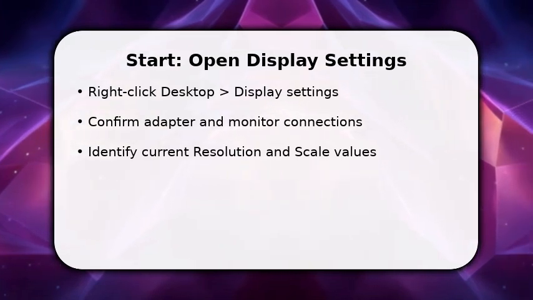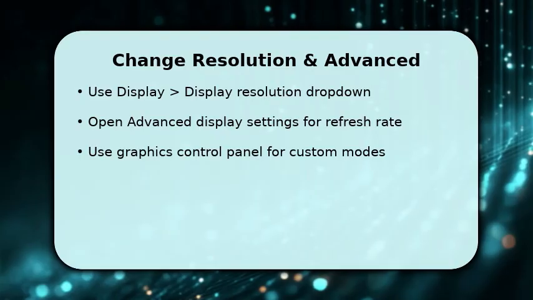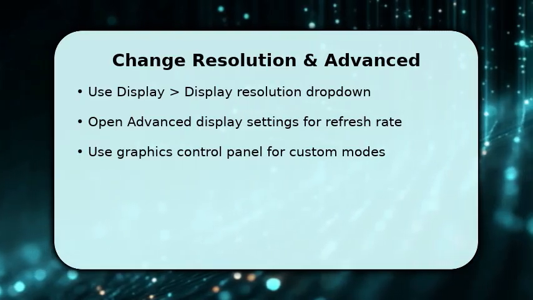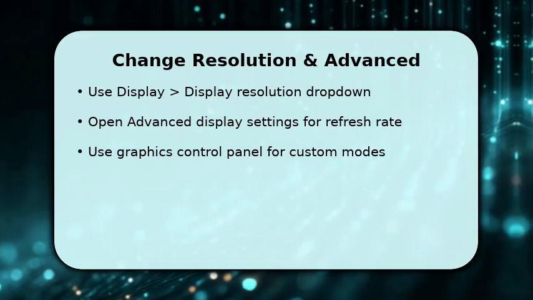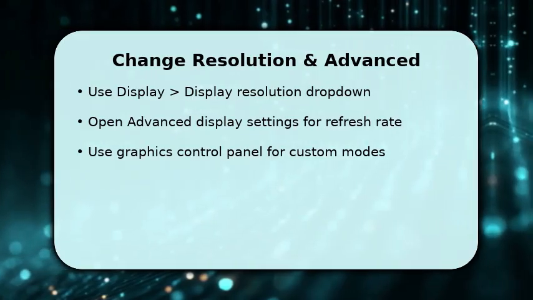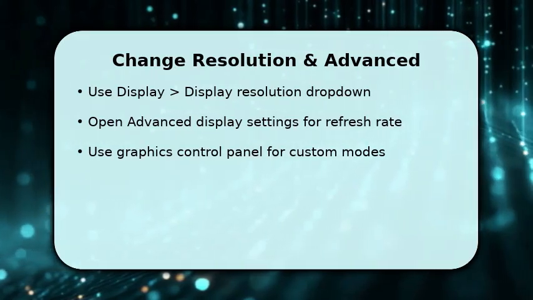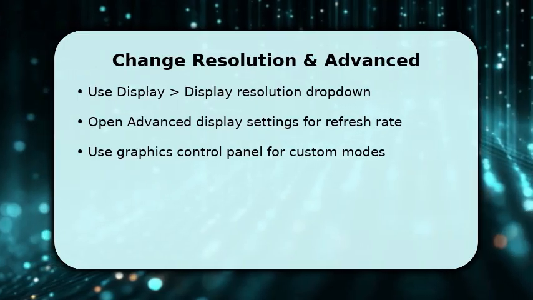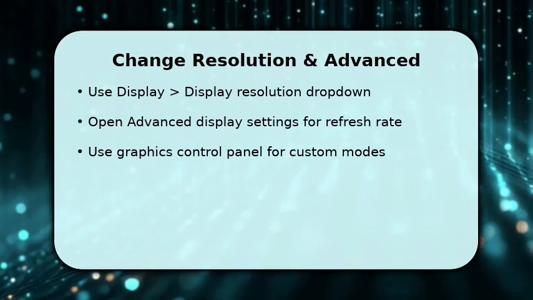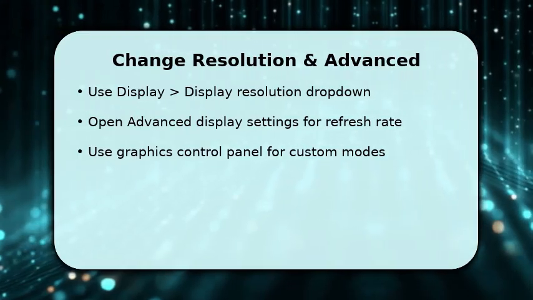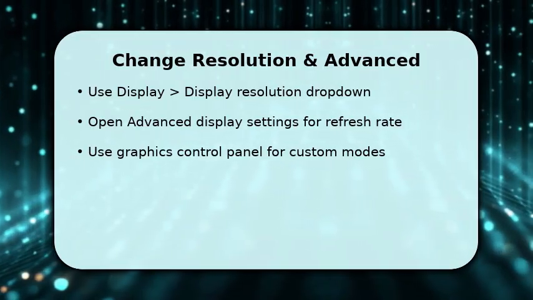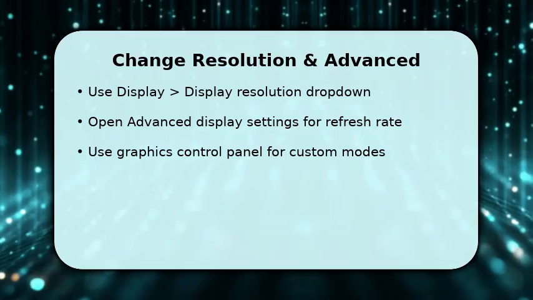Now change the resolution from the Display Resolution dropdown. Pick the recommended value or a lower option to test stability. Once done, make sure to check Advanced Display Settings to confirm the refresh rate and color format match the monitor specs. If you need a non-standard mode, open your GPU control panel, Intel, NVIDIA, or AMD, and create a custom resolution. These panels also control scaling and color depth. Proceed slowly and apply one change at a time.